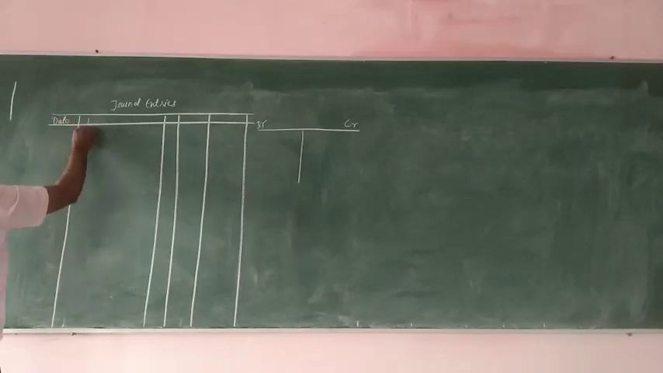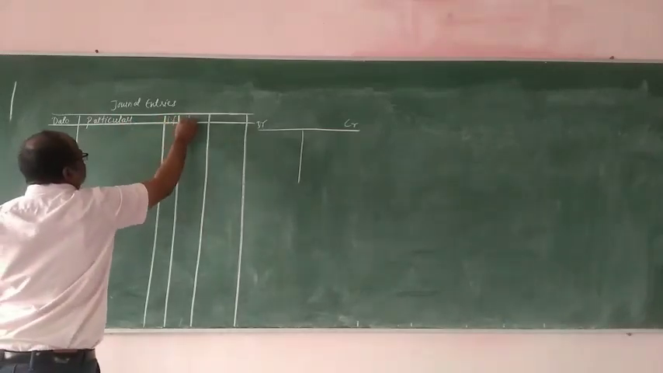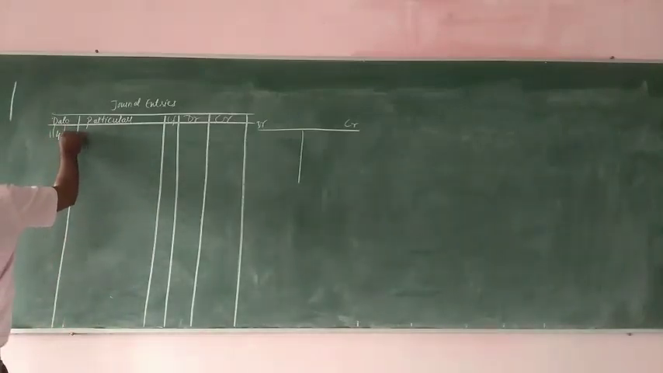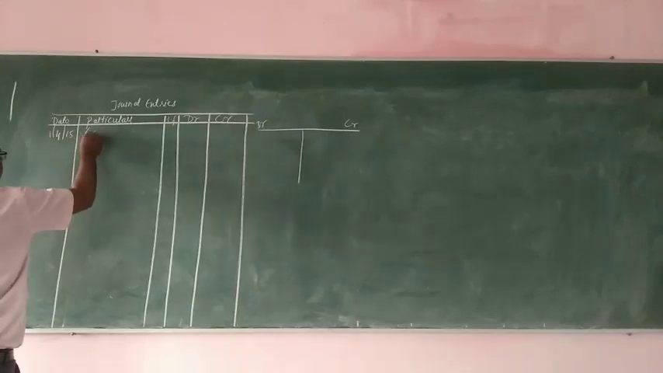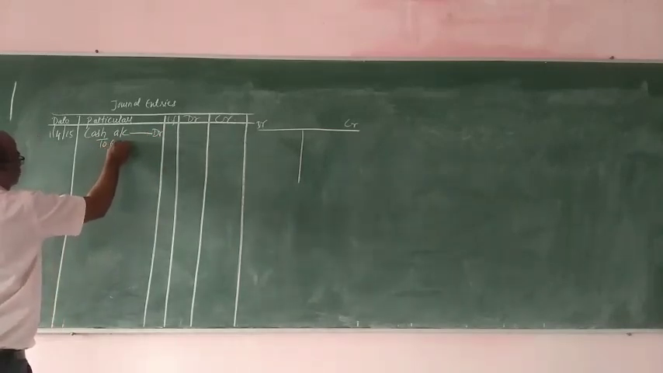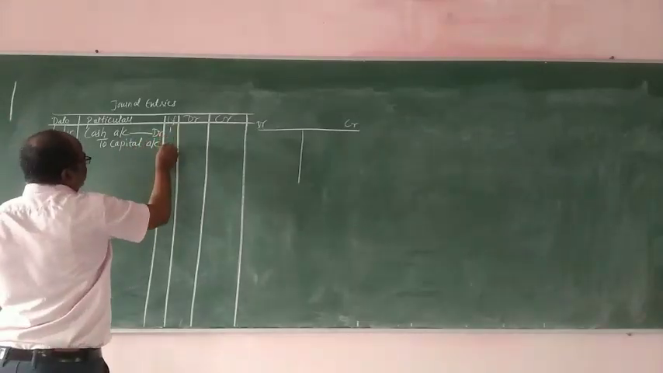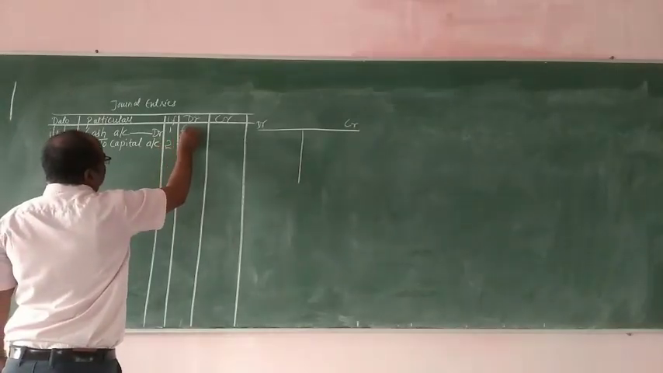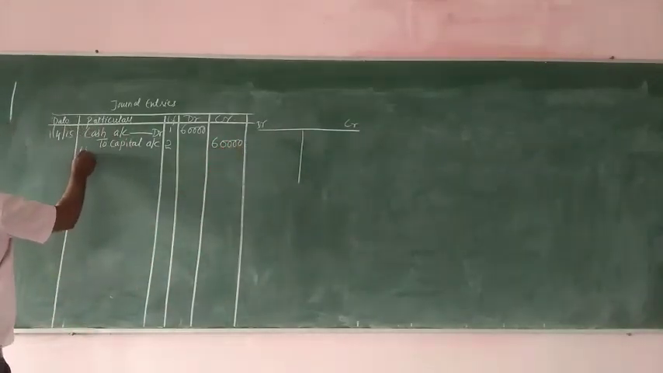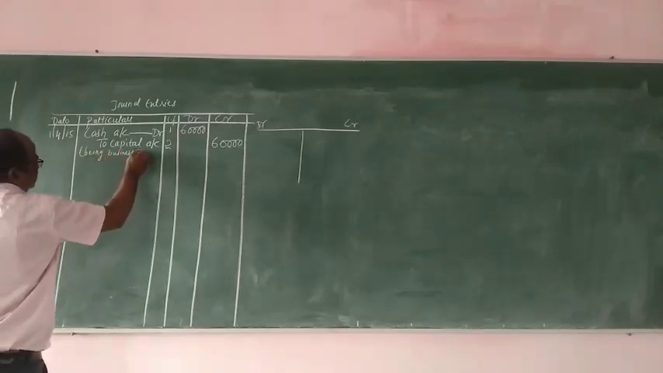Date, particulars, and then debit. 1/4/2015: commenced business with cash of rupees 60,000. So cash account debit, to capital account. Page number 1 is allocated for cash, 2 is capital, 60,000. Being business commenced, or started.